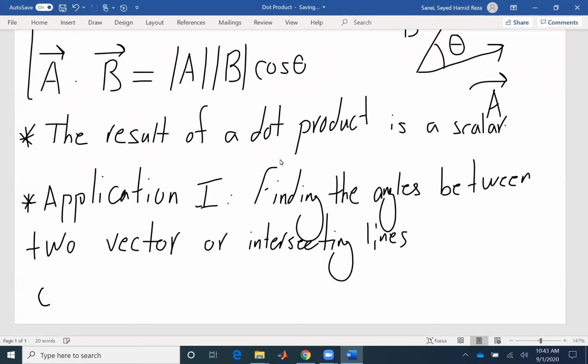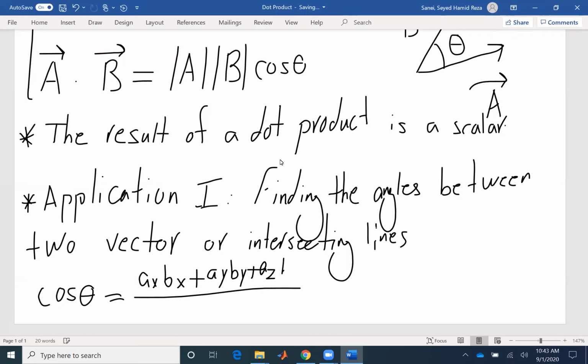If I set the two sides equal to each other, I can find cosine theta. Cosine theta would be AX BX plus AY BY plus AZ BZ over magnitude of A times magnitude of B. Here they are both a scalar value, so it's just normal scalar multiplication. So if I have two vectors and I want to find the angle between the two vectors, that's the equation that I use. It can give me the angle between the two vectors.